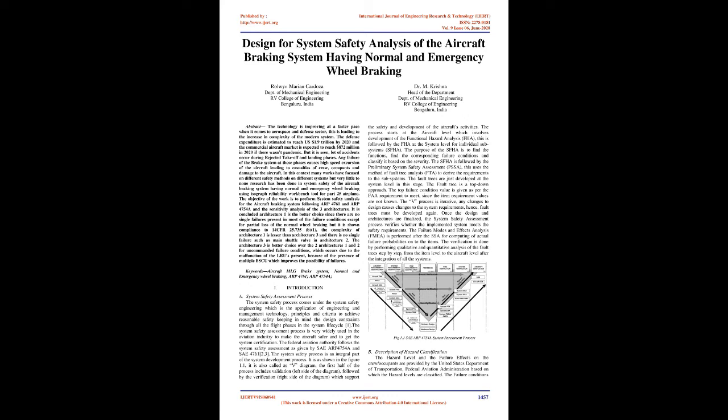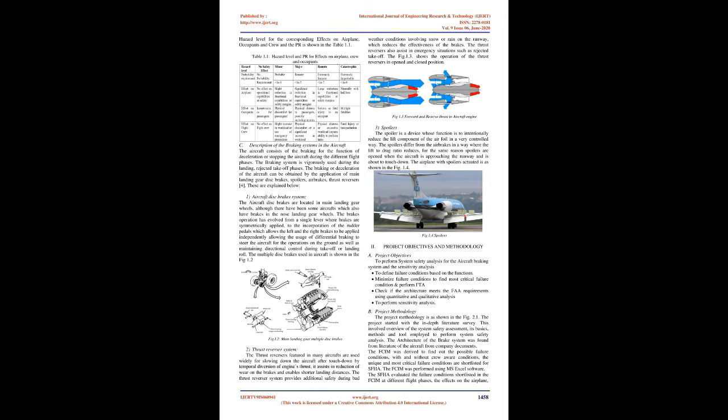The purpose of the SFHA is to find the functions, find the corresponding failure conditions and classify them based on the severity. The SFHA is followed by the Preliminary System Safety Assessment, PSSA. This uses the method of fault tree analysis, FTA, to derive the requirements to the subsystems. The fault trees are just developed at the system level in this stage. The fault tree is a top-down approach. The top failure condition value is given as per the FAA requirement to meet, since the item requirement values are not known. The V process is iterative.